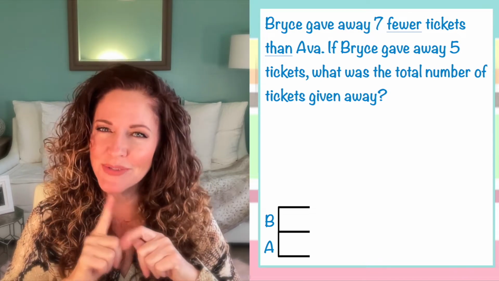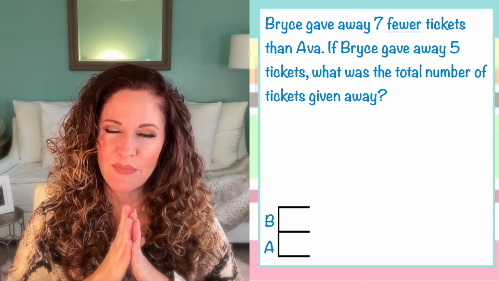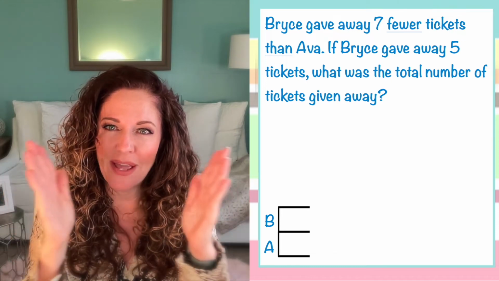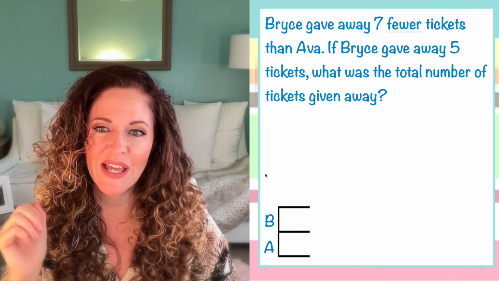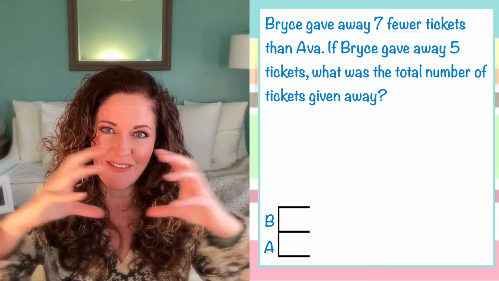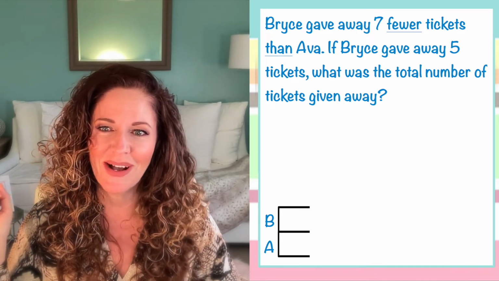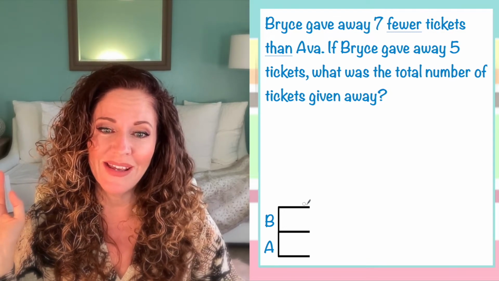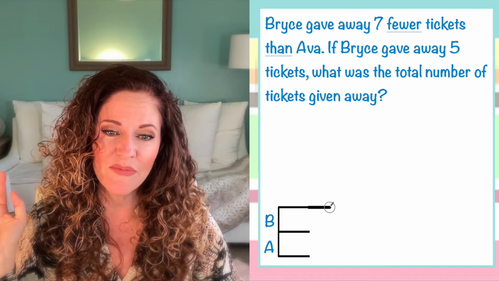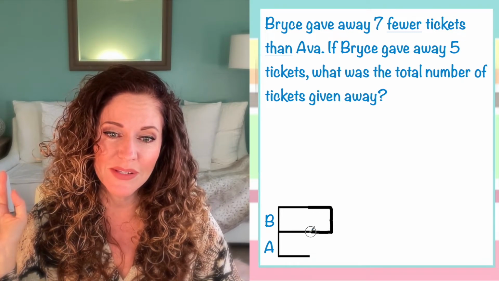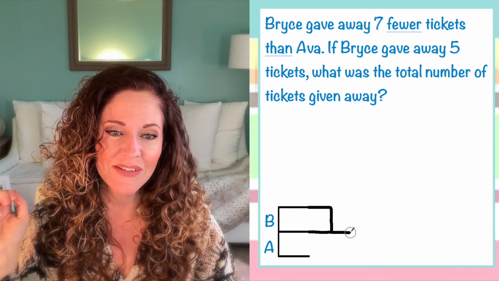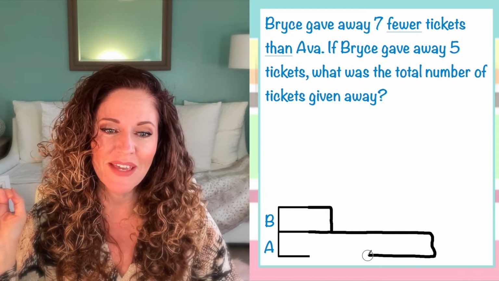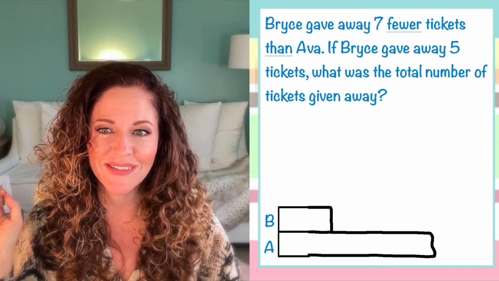Okay, now I see that Bryce gave away 7 fewer tickets than Ava. Think about it. Who's going to get the smaller box in this problem? Bryce will get the smaller box because he gave away fewer. So we know that Bryce is going to have a little box, and we know that Ava is going to have a longer box, or maybe even a collection of boxes. So I'm going to get my pen tool ready, and I'm going to close off Bryce's box because I know his box is going to be the smaller box. And I know that Ava's box is going to be a longer box. Okay? So you can do the same thing. Go ahead and give me your short box and your long box.